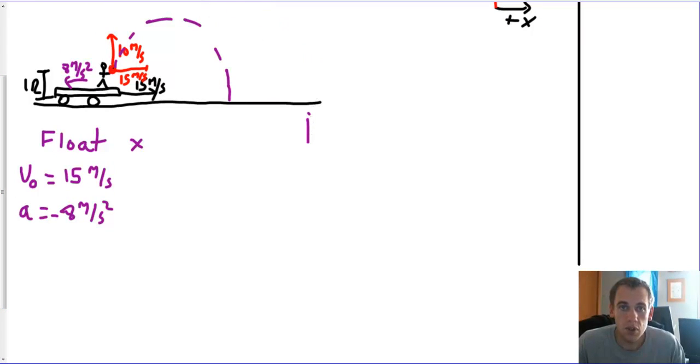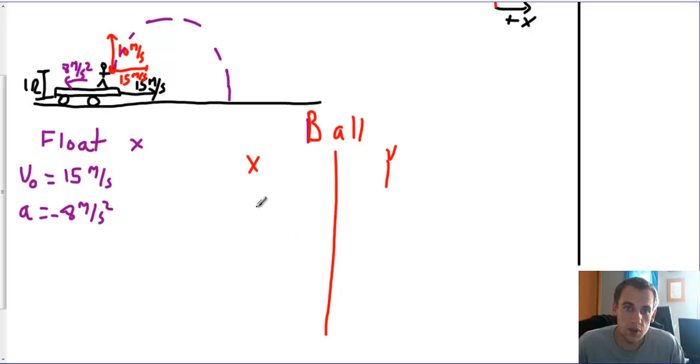Okay? Well, when it comes to the ball, we have to be careful because the ball is moving up and it's also moving forward. Okay? So since it's a different object, it's got its own column, and since it's moving in two directions, it needs to have two individual columns. Okay? So I'm going to split it up. What do I know about the ball in the x direction?